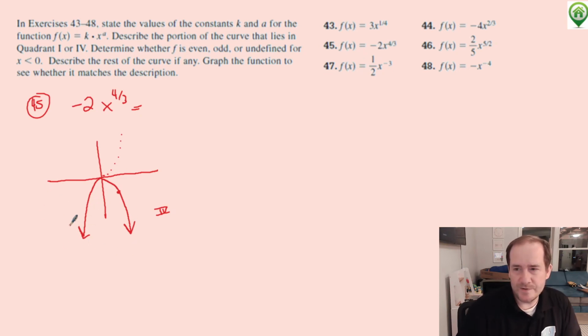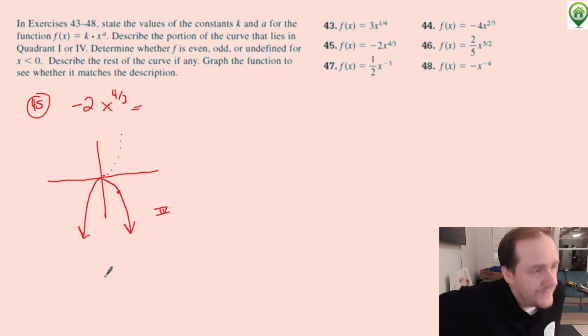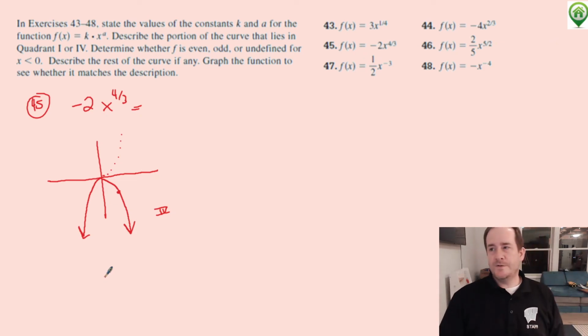And to describe it in words, you would say the portion of the graph in quadrant 4 is decreasing in concave down, and the graph has even symmetry. And I refuse to write that down. You write it down yourself.